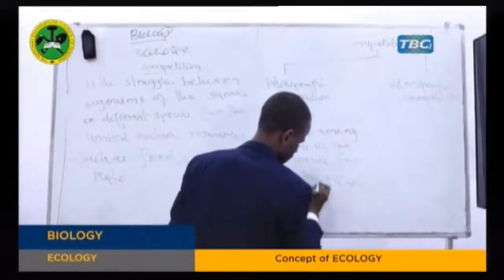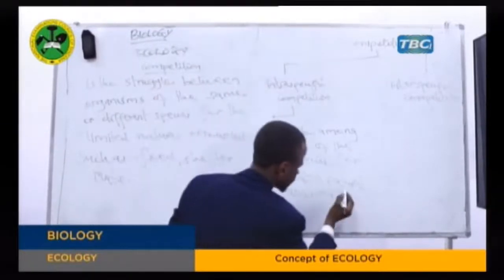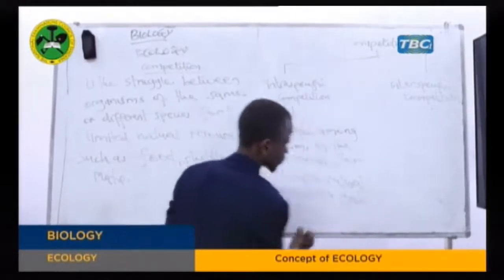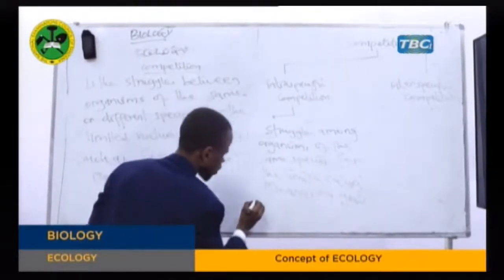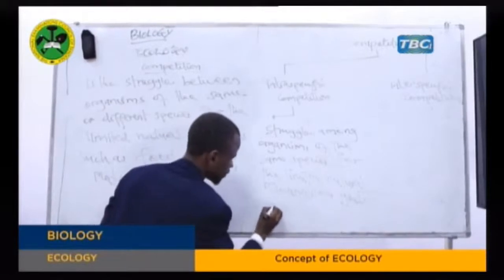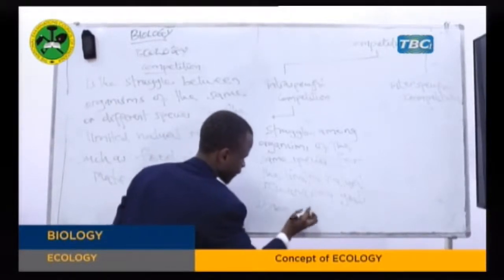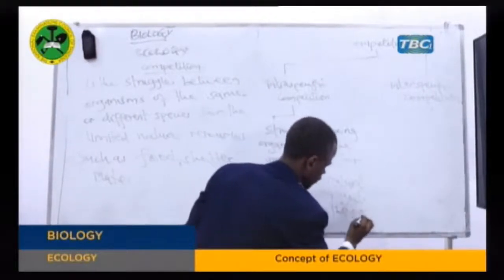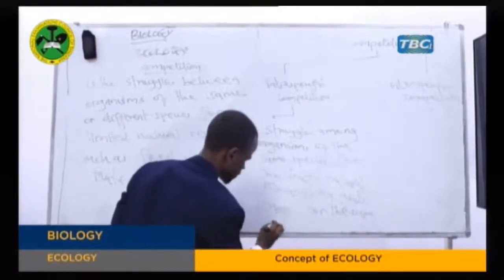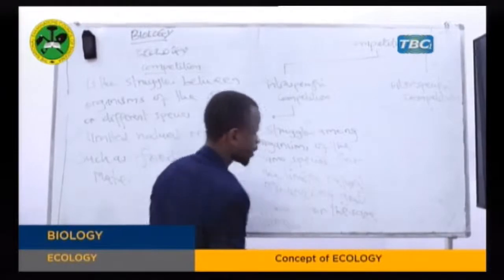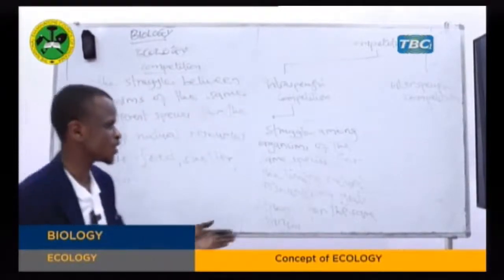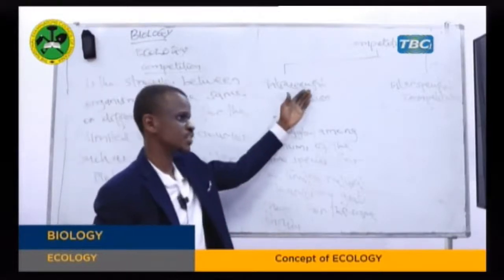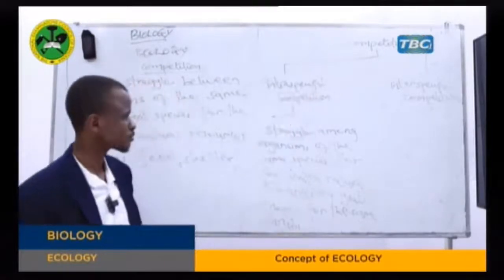My students, take an example: organisms like goats of the same species struggle for the same shrub. You find only goats are struggling for the same shrub. That is intraspecific competition.